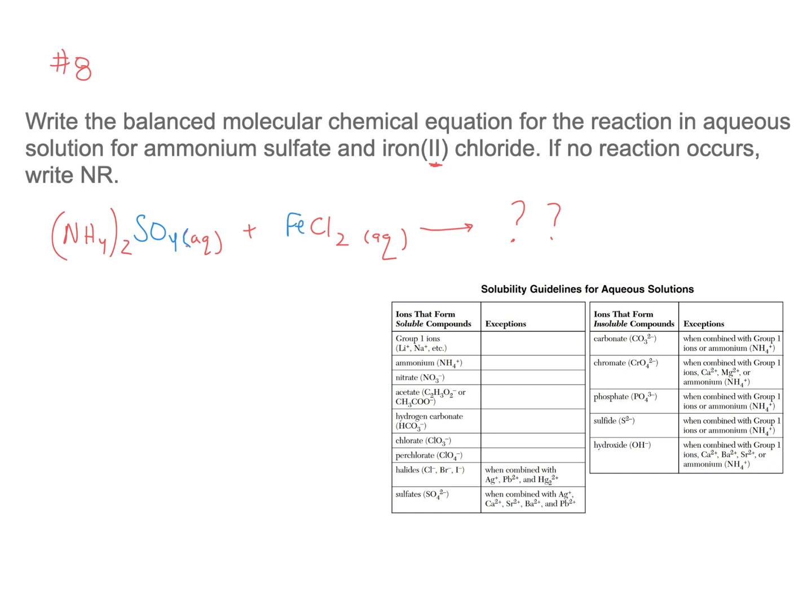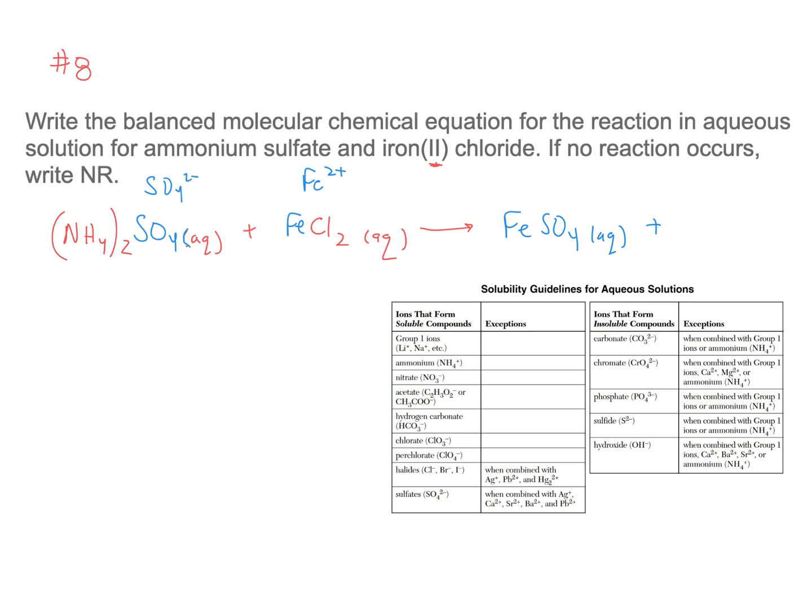So the possible products from this reaction would be the sulfate coming together with the iron and the ammonium coming together with the chlorine. So one possible product would be iron 2 sulfate, FeSO4. And another possible product, right? Iron is 2 plus, sulfate is 2 minus, so they balance out completely.